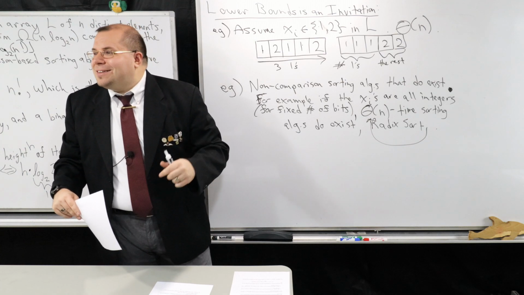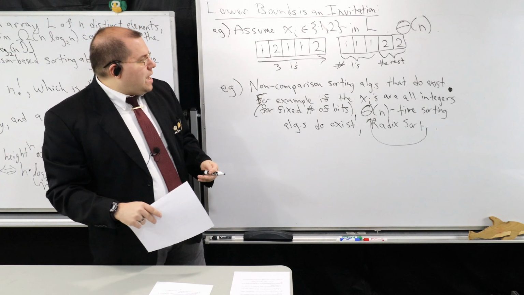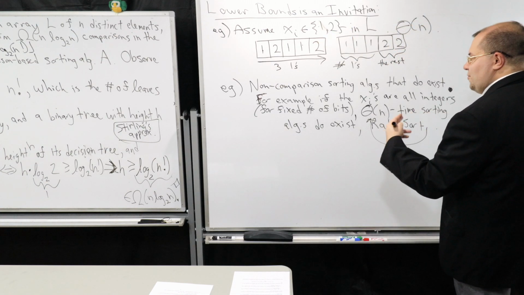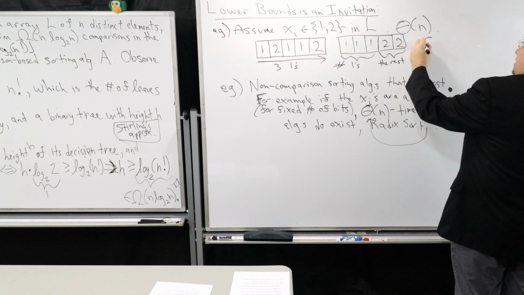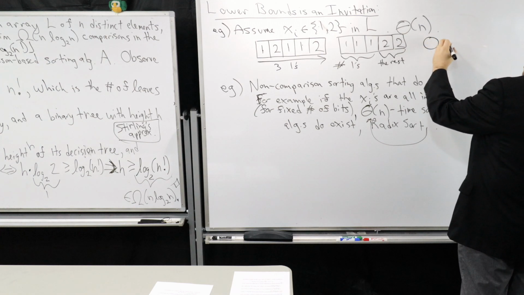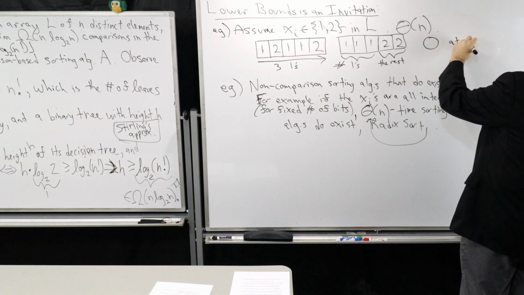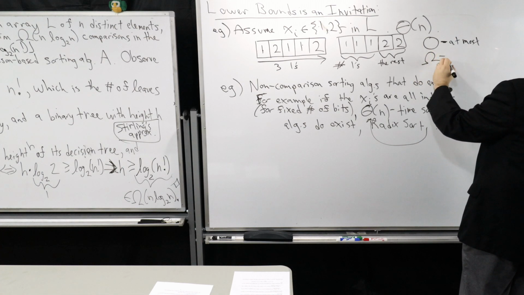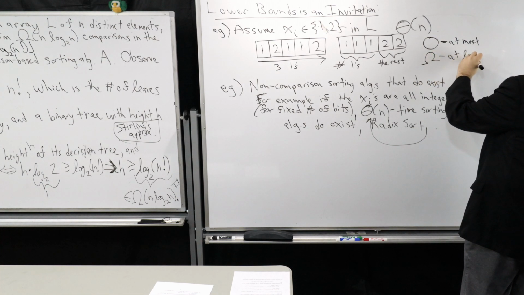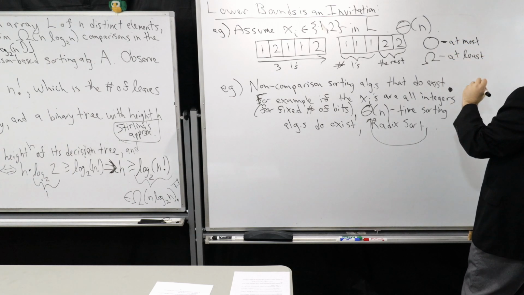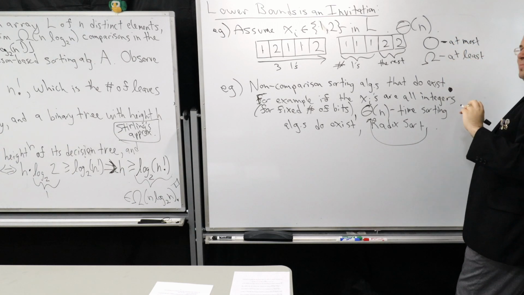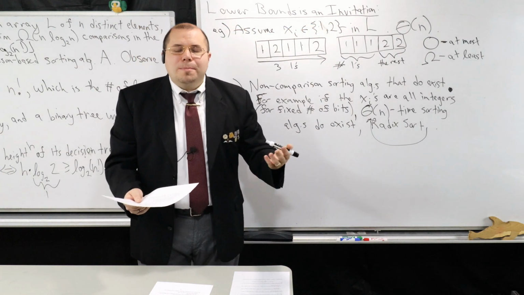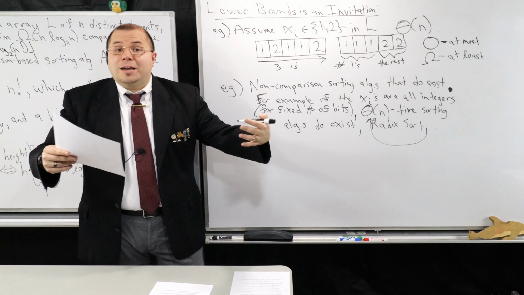But what does it mean to be theta n? I like to say it like this, which I find makes it a little easier for students to remember. If I say big O, I like to think of it as at most. Big theta, I like to think of as at least. You say at most asymptotically, at least asymptotically. So big theta is when you have both big O and big omega. So it means it's asymptotically tight.